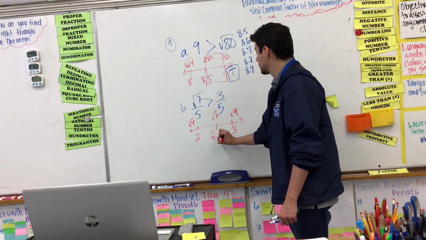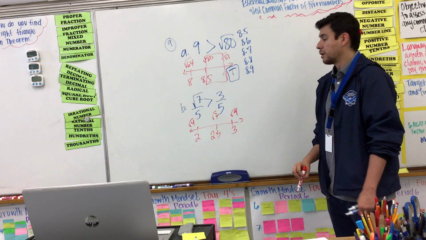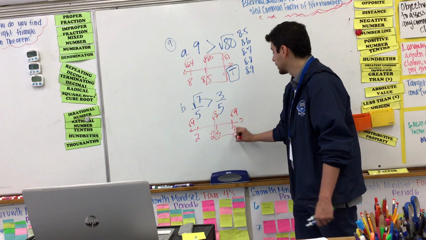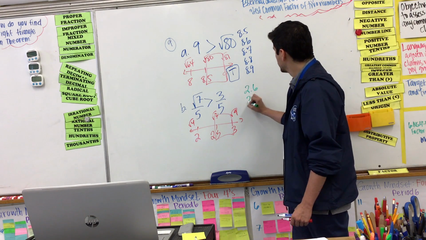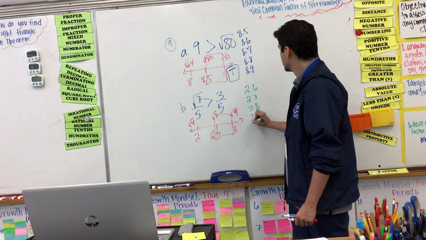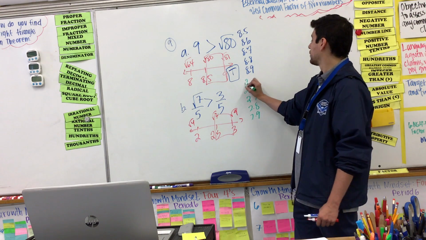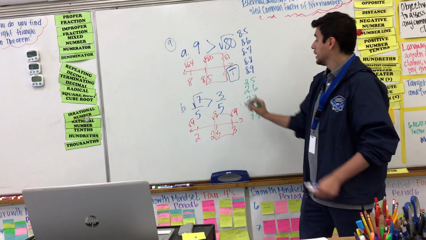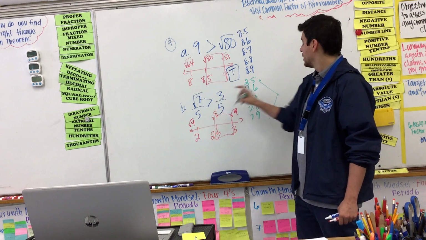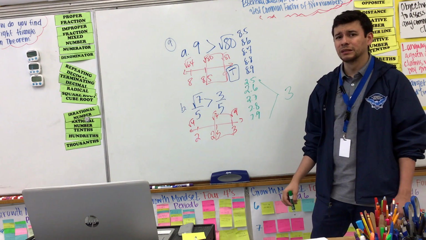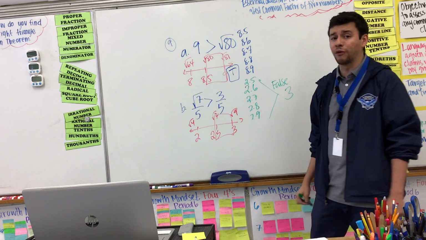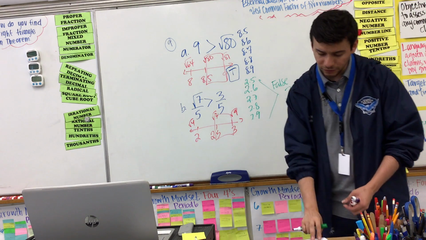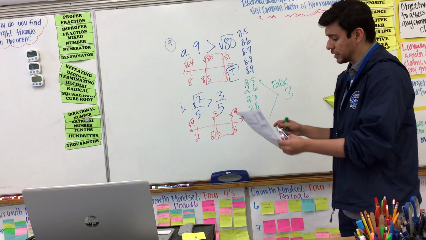So therefore this is like 2.5. Square root of 7 is somewhere here. So it could be 2.6, 2.7, 2.8, 2.9, or 2.5 already. Sorry, I forgot that one. Are these values bigger than 3? That one's false. That should have been false for that one. Okay? Let's go look for the next one.